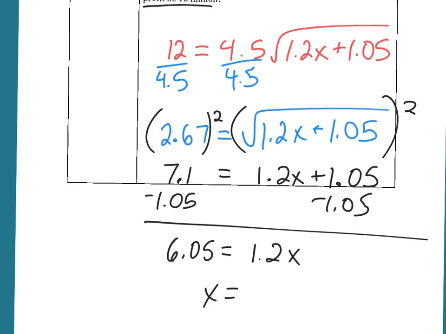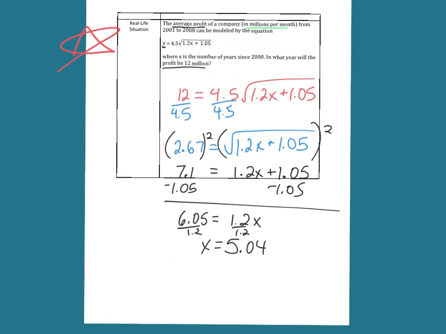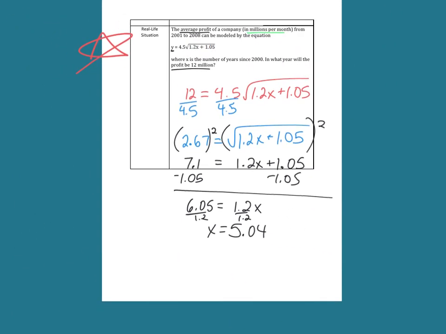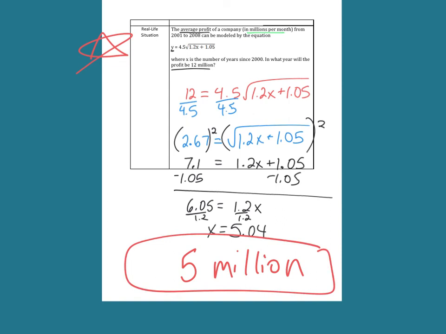And what's x going to equal? Divide by the 1.2 on both sides. This is 5 point something something. 5.041. Okay, so 5.04 million, how about we just call that 5 million? Sound good? So on the test, you could just put that. 5 million. $5 million in profit. Wouldn't that be nice?